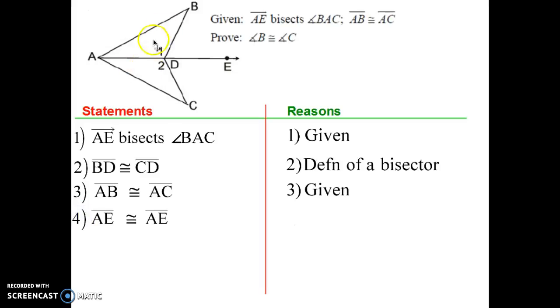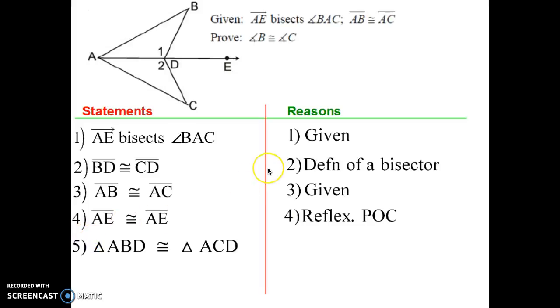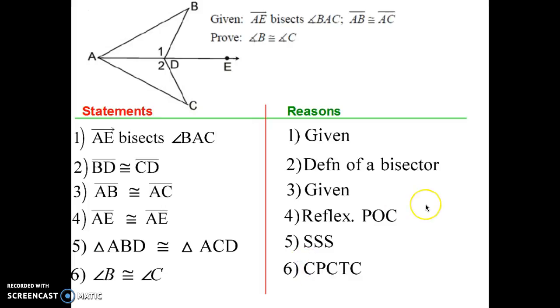Again, I see two triangles that share the same side, so I can call that common side AE congruent to itself using the reflexive property of congruence. Now I have triangle ABD congruent to triangle ACD by side-side-side congruence. Last but not least, I can then say that angle B is congruent to angle C because of CPCTC.